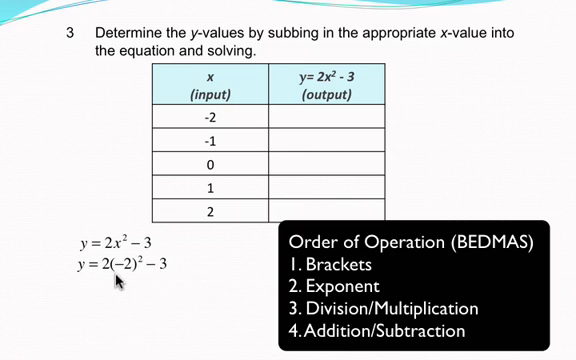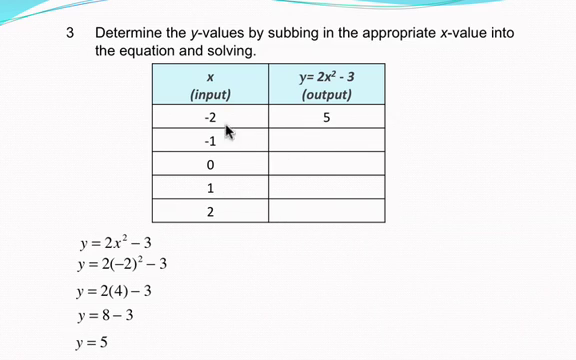Now, the first thing we have to do, according to BEDMAS, is the exponent. So we have to do -2 squared first, which is -2 times -2, and that's 4. So we do this operation first. Now we have to do the multiplication next. So 2 times 4 is 8. And 8 take away 3, so subtraction is our last operation, is 5. And we sub this back into our table. And so our first point is going to be -2, 5.